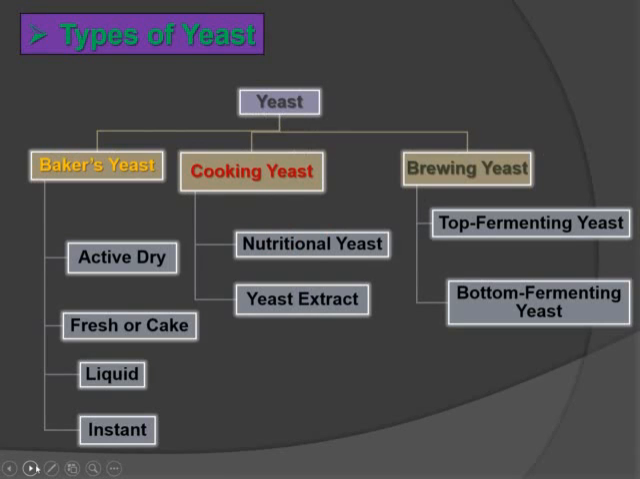Next is the type of yeast. Yeast is a single product, but different types of yeast are used for different purposes. In this classification we have divided yeast into three parts. The first is bakery yeast, the second is cooking yeast, and the third is brewing yeast. Normally cooking yeast is not heavily used, but bakery yeast, or baker yeast, and brewing yeast are heavily used for different types of food material preparation.